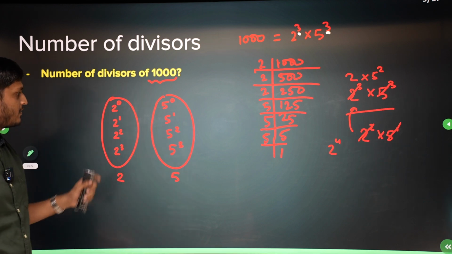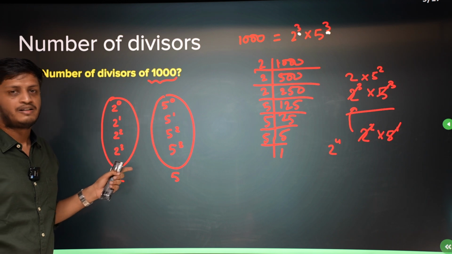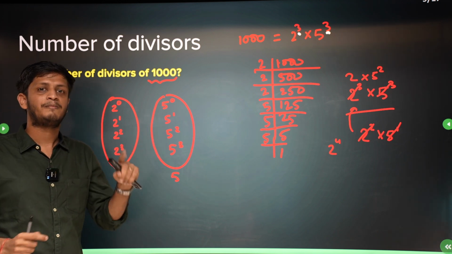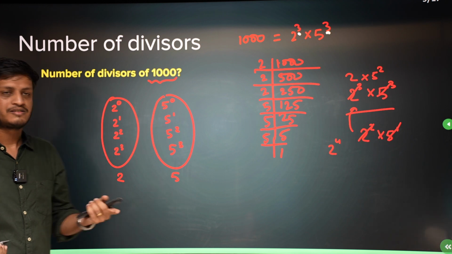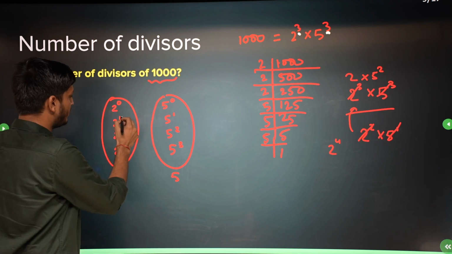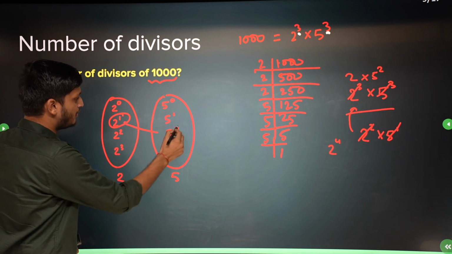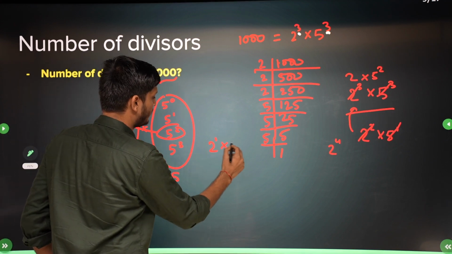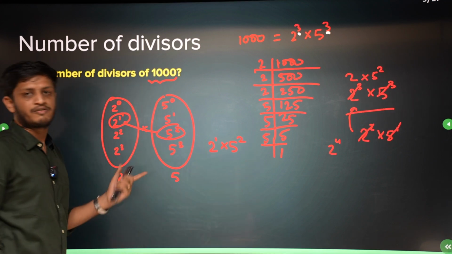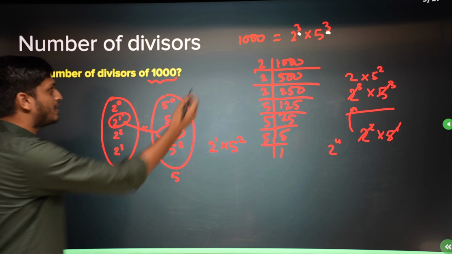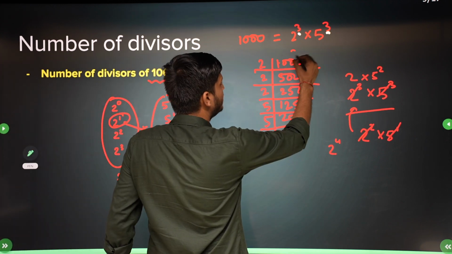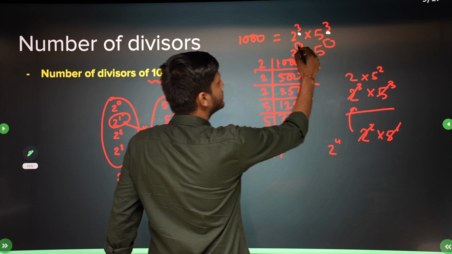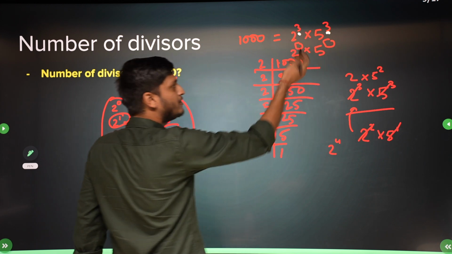Take any number from here, take any number from here, and multiply them. That will be a divisor of 1000, right? Simple, right? So take 2 to the power 1 from here, 5 to the power 2 from here, multiply them. So 2 to the power 1 into 5 to the power 2 will be a divisor of 1000. So again, do the prime factorization, just keep them empty spaces, and any power less than or equal to this will be a factor.